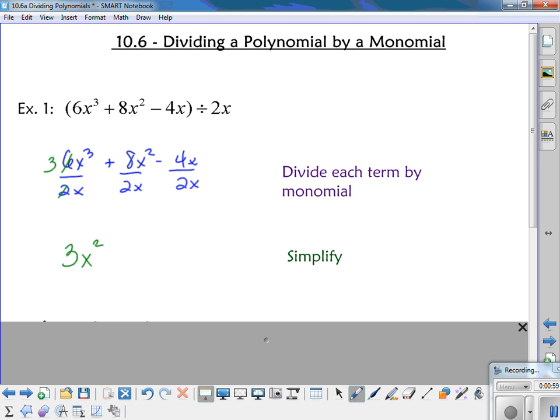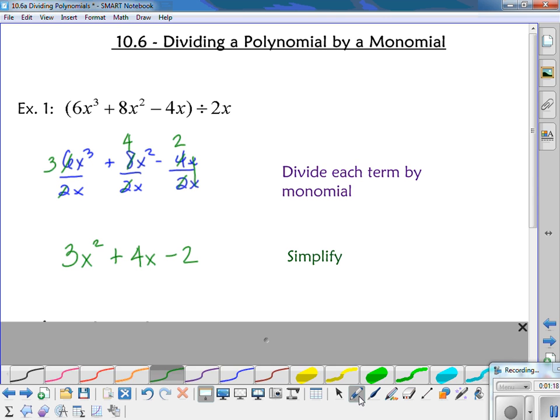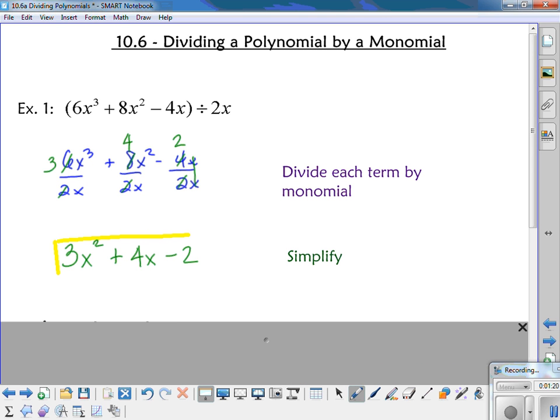Looking at the next term, 2 goes into 8 4 times. So we have plus 4. And then are there more x's on the top or on the bottom? On top by 1. And then 2 goes into 4 2 times, and the x's cancel out, so we have minus 2. And so then that's your answer. You just leave it like that because there's no like terms. There's nothing you can combine. You don't have to factor it or anything like that. Okay? And so then that would be your answer.